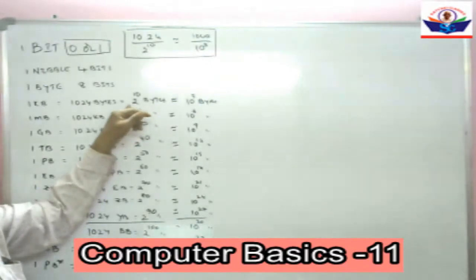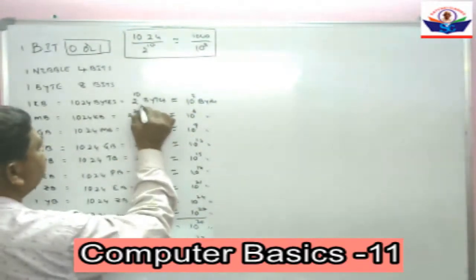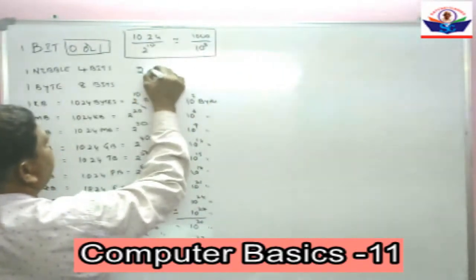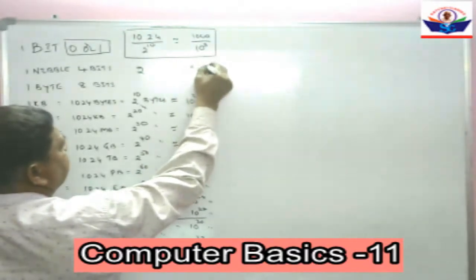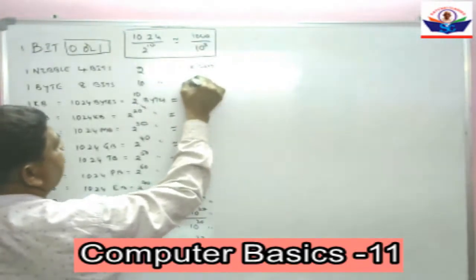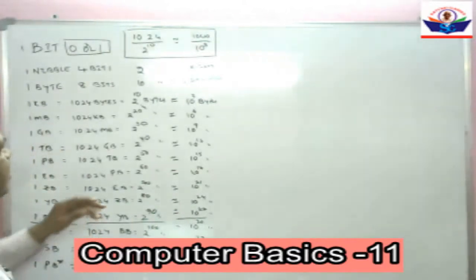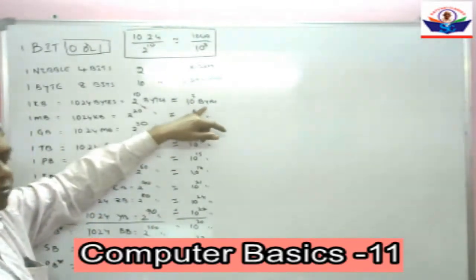Here the base is 2. Here the base is 10. Base is 2 means binary. 10 is the base for decimal. Okay. I have converted to base 10, which is equal to 10 cube bytes.